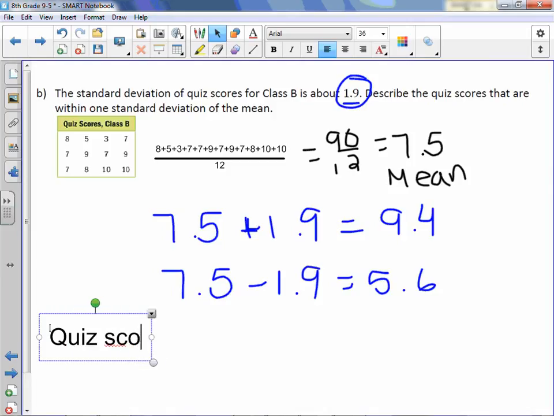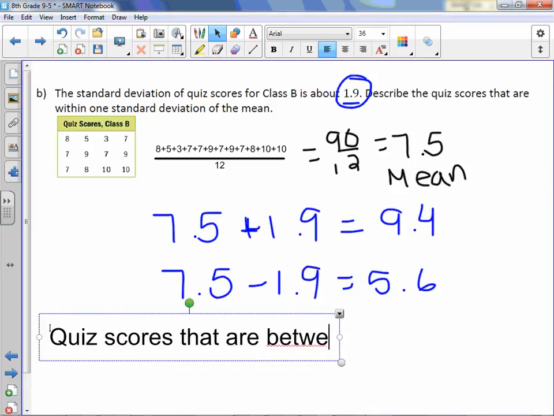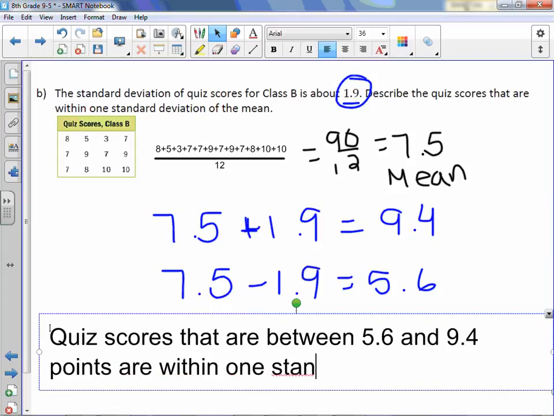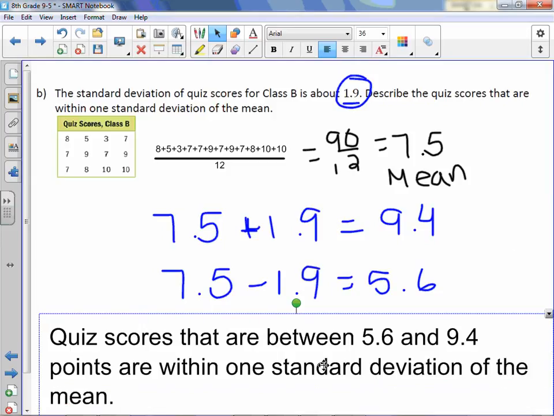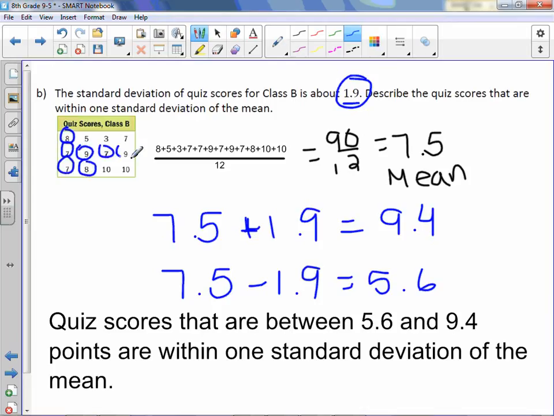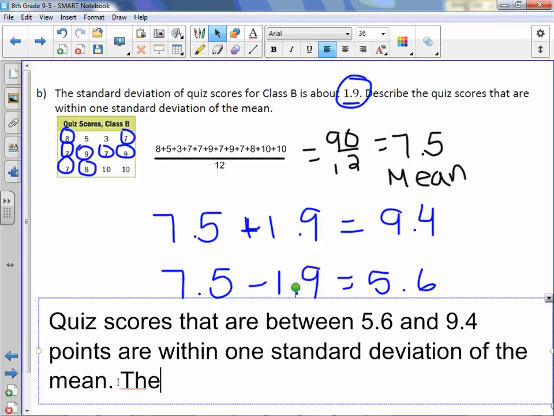This means that quiz scores that are between 5.6 and 9.4 points are within one standard deviation of the mean. And let's take a look and see what values are included here. So between 5.6 and 9.4 would be the numbers 6, 7, 8, and 9. So it looks like we have 8 there. There are 8 scores that are included.